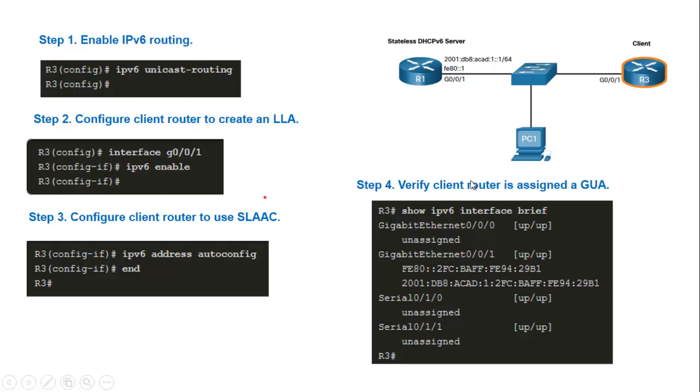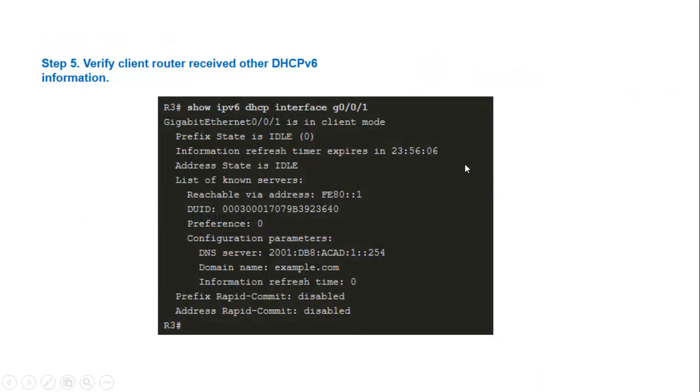So let's verify whether the client actually is assigned a GUA. If you look at show ipv6 interface brief, it will show that interface G0/0/1, yep, we have a link-local address and we have a GUA. Then we can also verify that the client router has received other DHCPv6 information. You can see here the DNS server is there and the domain name is also there. So it's very easy, it's very straightforward, and it's done.